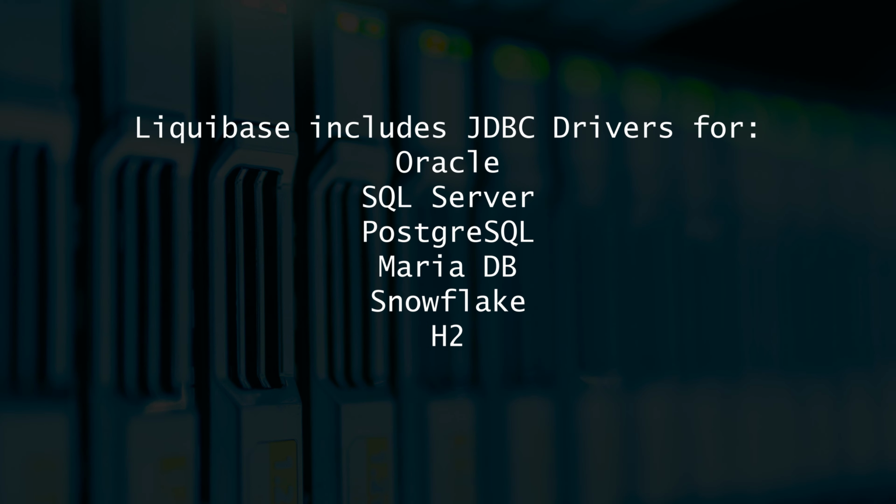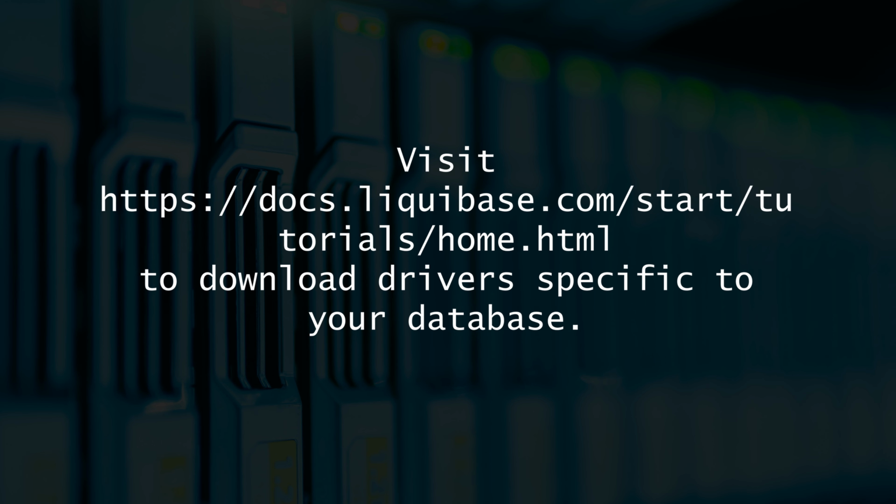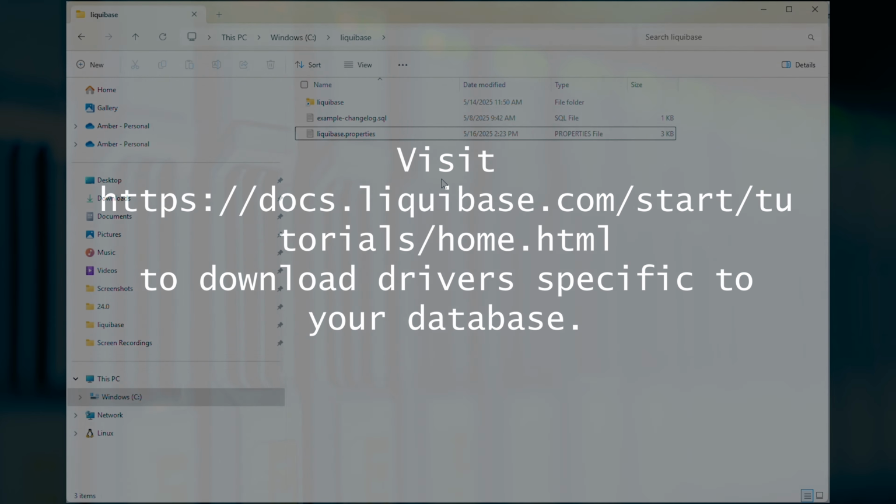It's important to know that Liquibase installation comes with JDBC drivers for popular database platforms such as Oracle, SQL Server, Postgres, MariaDB, Snowflake, and H2. If you're working with a different Liquibase supported database, visit the database tutorials documentation to download the drivers specific to your database. Our next step is to apply the Liquibase Pro key in the Liquibase properties file.